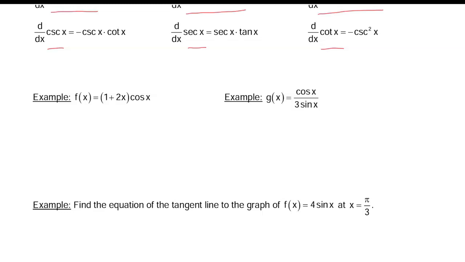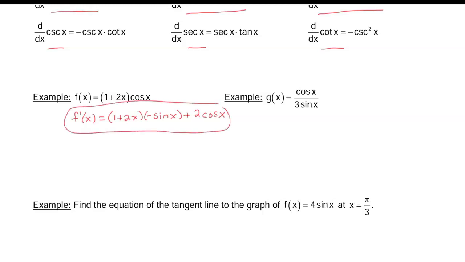What we have in the first example is a product. We can use the product rule while we take the derivative. f prime of x will equal the first times the derivative of the second. So the first is 1 plus 2x. The derivative of the second is negative sine x, plus the second times the derivative of the first. The derivative of the first is just 2, so that'll be 2 cosine x. These terms cannot be combined, so we are done with that answer.